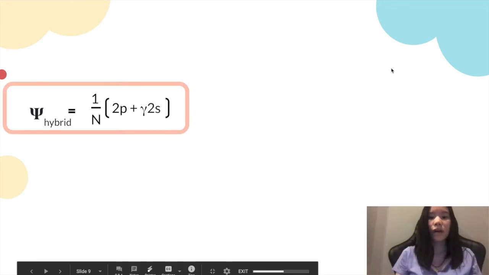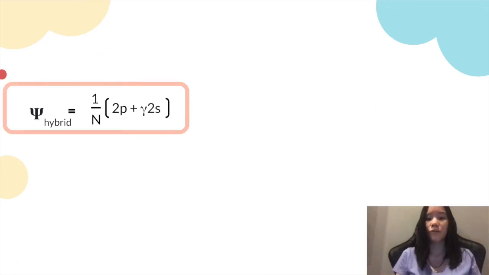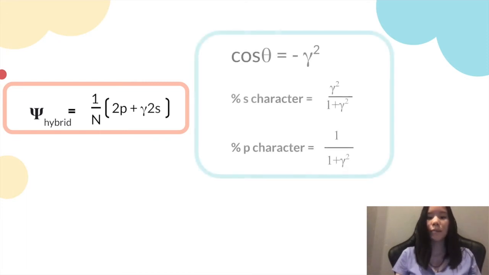The wave function of hybridization is 1 over n, where n represents the normalization, times 2p plus gamma 2s. Cos theta is equal to the negative gamma square. The percent of s character is gamma square over 1 plus gamma square. And the percentage of p character is 1 over 1 plus gamma square.